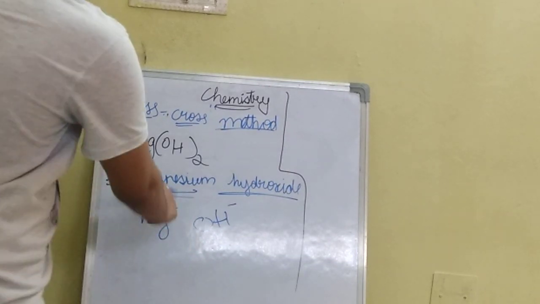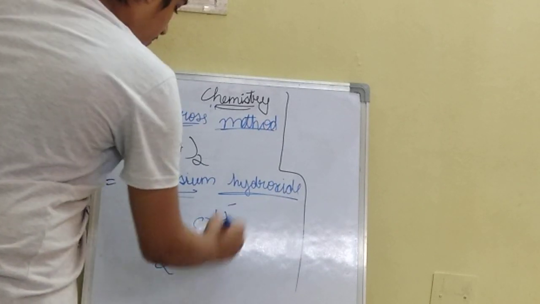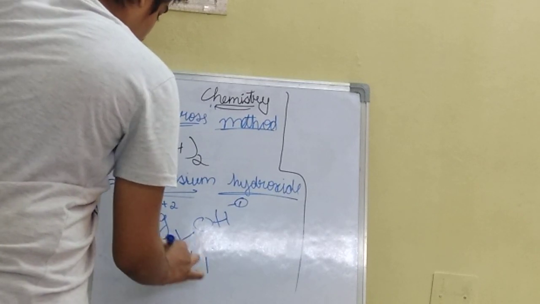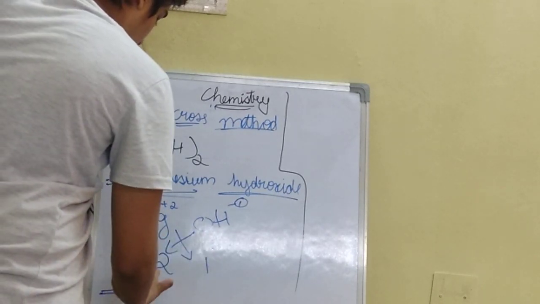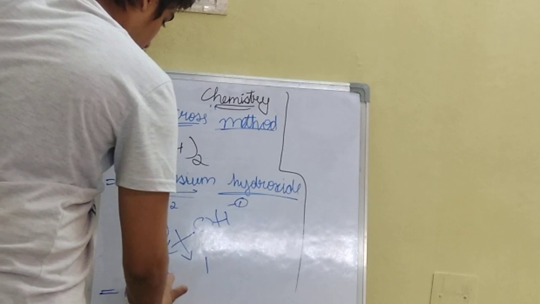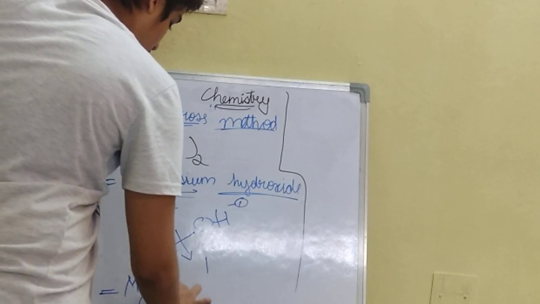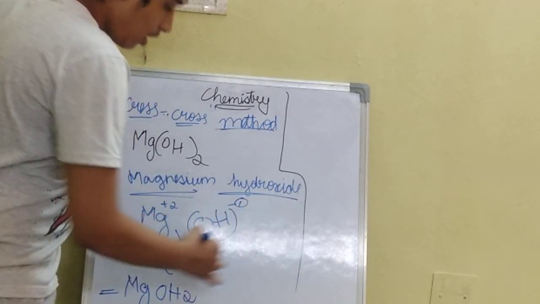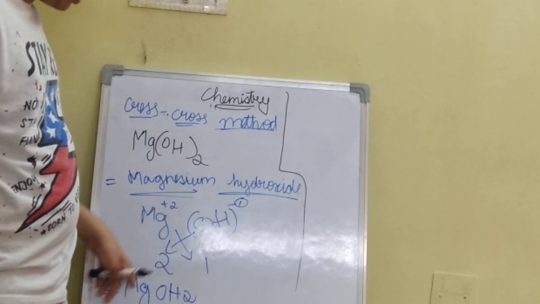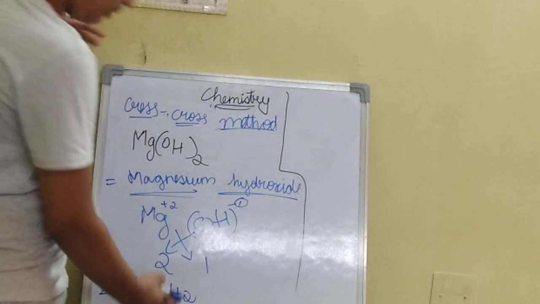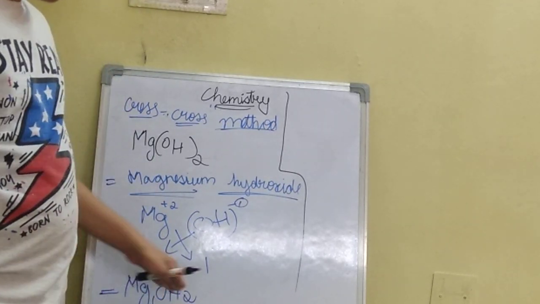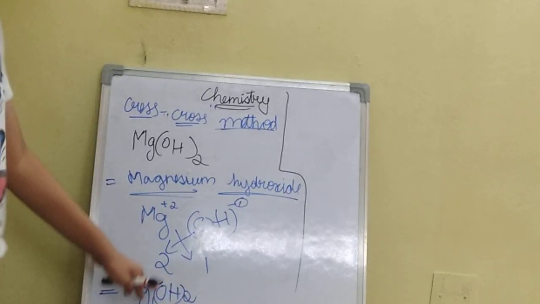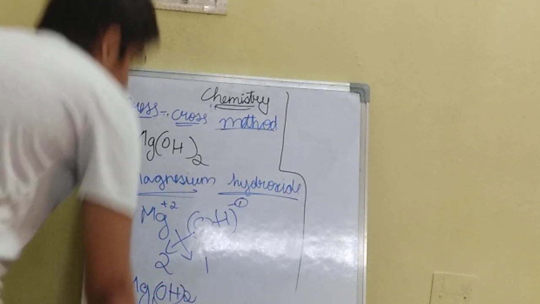Now crisscross. Number 2, minus here, number 1. Crisscross. Now what will we get? Mg OH2. Why? Because 2 is multiplied for both oxygen and hydrogen. So Mg OH2. Here nothing but 1 only. Mg1 OH2.